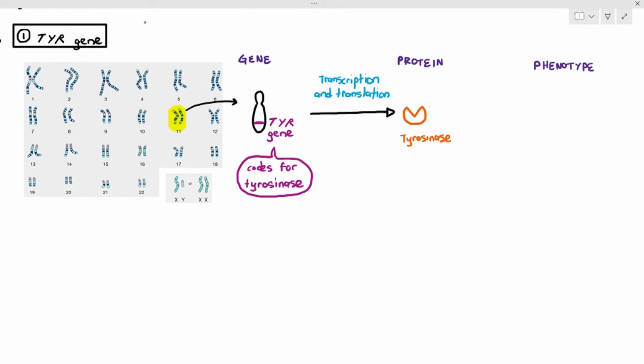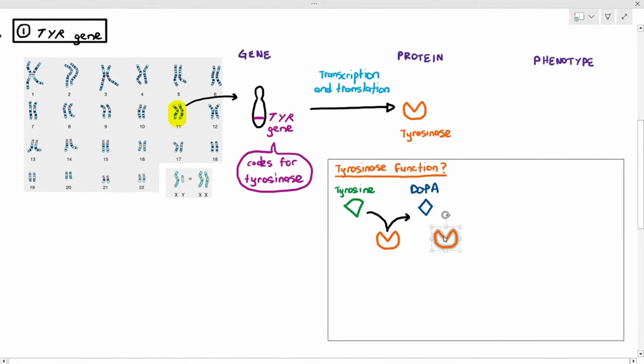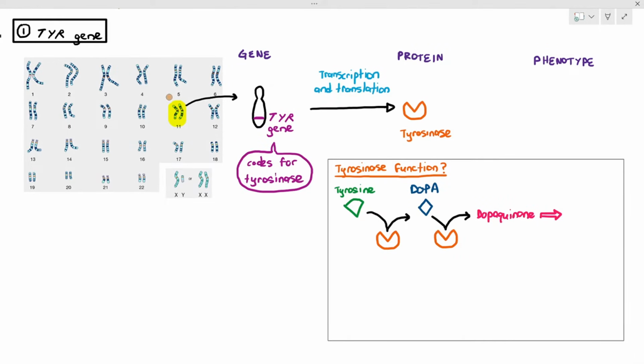So let's look at it. Now, you need to know what's the function of tyrosinase. Tyrosinase is an enzyme where the active site of tyrosinase is able to react with an amino acid known as tyrosine. And when it reacts with tyrosine, it's able to produce something known as DOPA, D-O-P-A, all large letters. Interestingly, DOPA is also then able to react with tyrosinase, again, to produce something known as dopaquinone. The dopaquinone will then be converted into something known as melanin pigments.